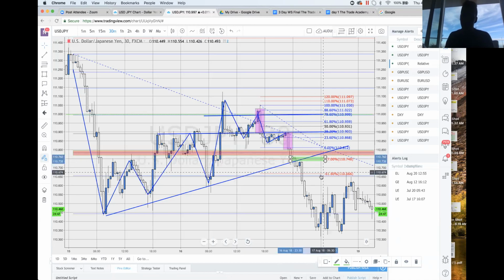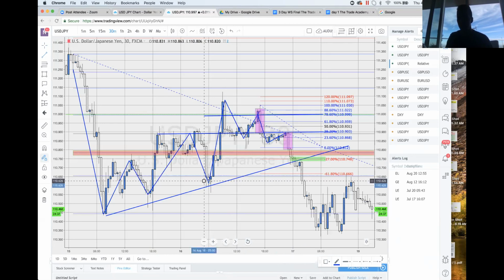Our second one would be that minus 61, and then we can also go off of previous structure. Previous structure would have been in this area, because this area was our previous higher low. So we can put a line right here, and this could have been our take profit.